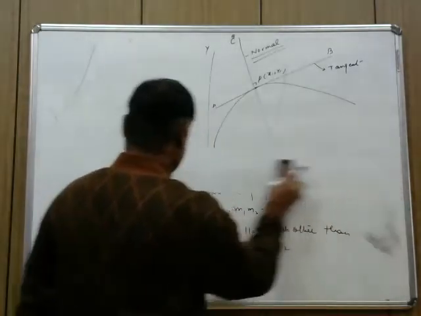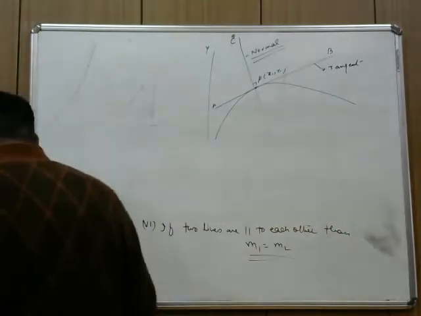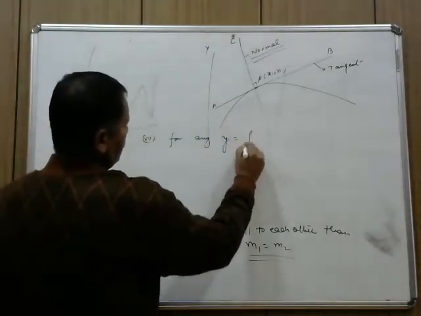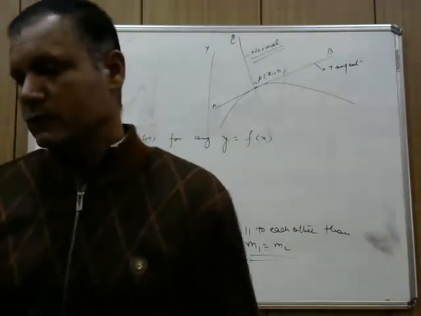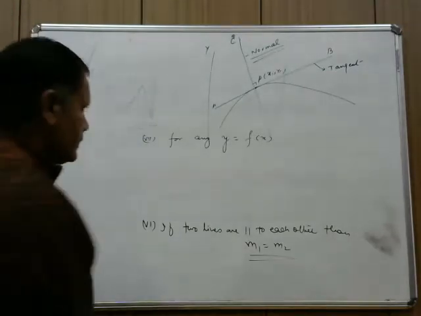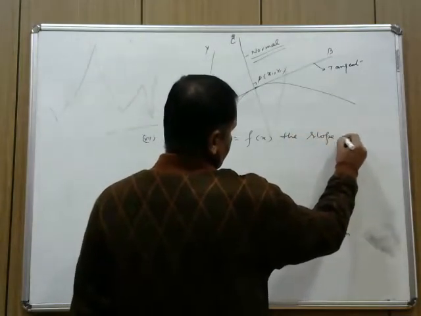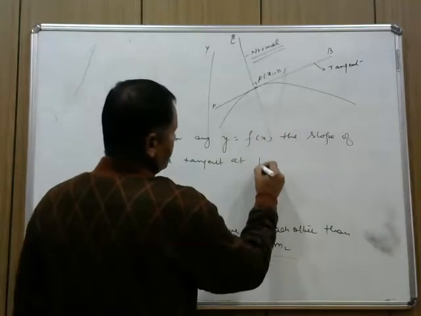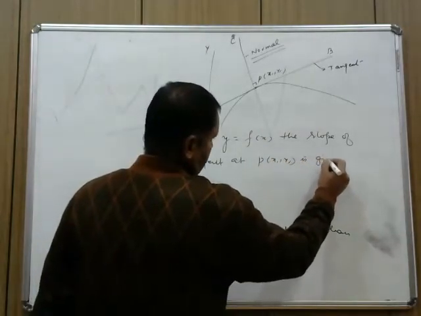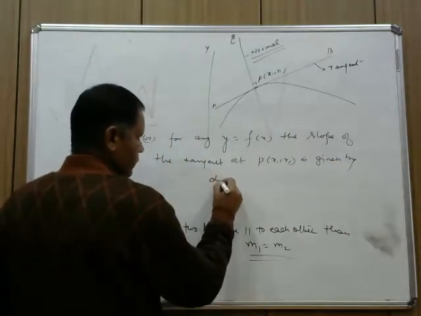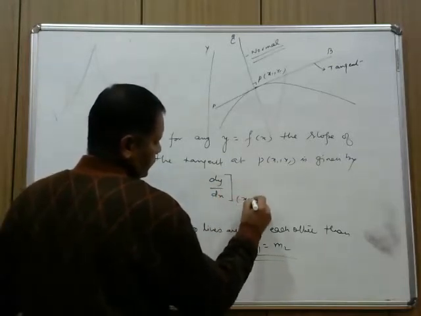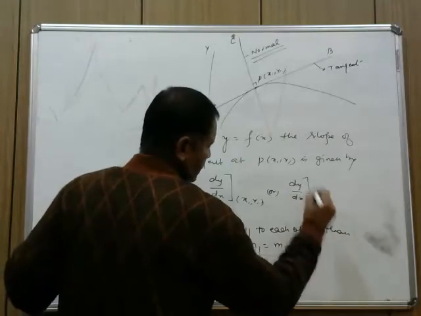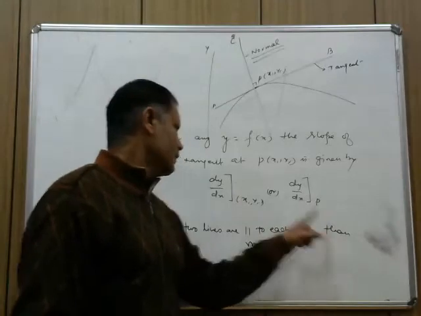Next point now. For any function y is equal to f of x, the slope of the tangent at P (x1, y1) is given by dy by dx at (x1, y1), or dy by dx at P.